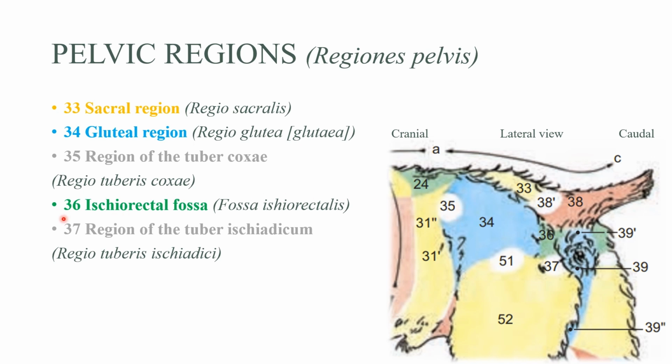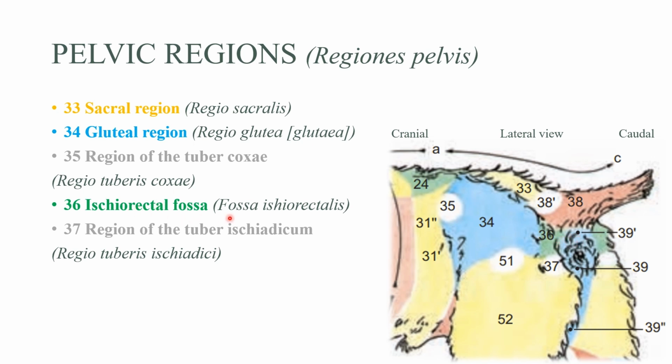Next, we have the ischiorectal fossa, number 36, Fossa ischiorectalis, which is right here. Now, rectum, as you probably know, is the last intestine on the digestive system, and it connects to the anal part of the body, right? Where everything that the body doesn't need is disregarded.